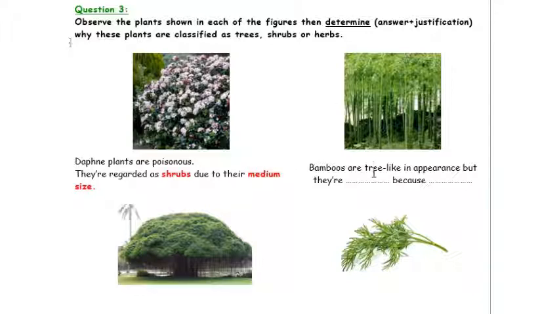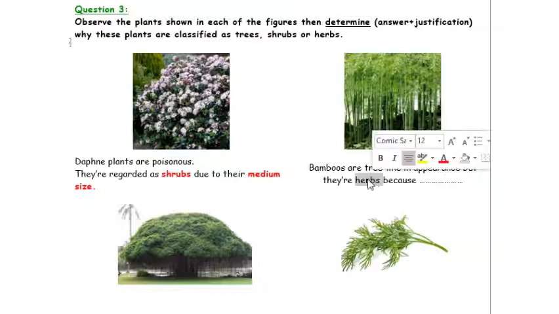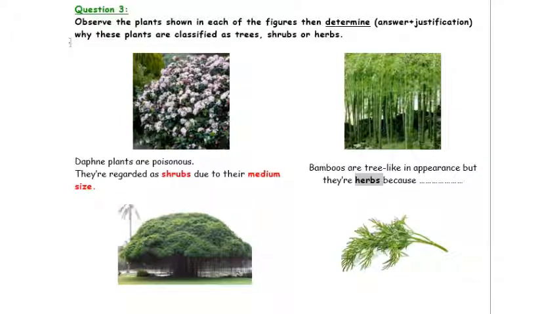Bamboos. Bamboos are tree-like in appearance, but why aren't they considered as trees? They are tall, they have a large size, but since they have green stems, they are considered as herbs, like the banana tree. Do you remember when we talked about the banana tree? We said that banana trees have a large size, but they are not considered as trees since they have green stems.